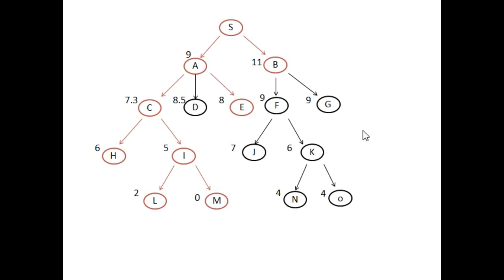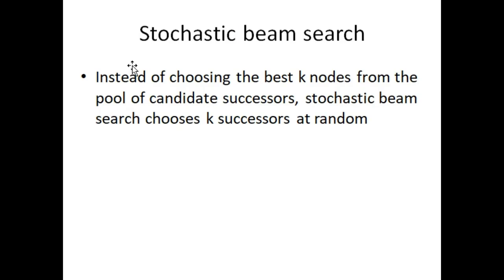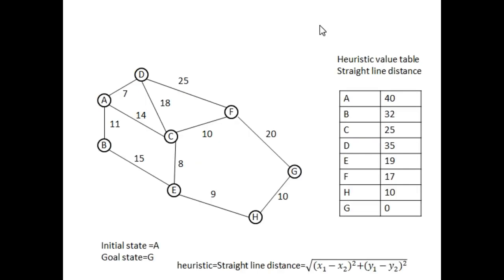So once again, just look at this slide: the stochastic beam search, instead of choosing the best k nodes from the pool of candidate successors, chooses the k successors at random. So randomly it will pick the k successor nodes that are in the pool. So till now we discussed the concept of beam search, and we solved the examples using this search technique. So I will suggest this problem to you.